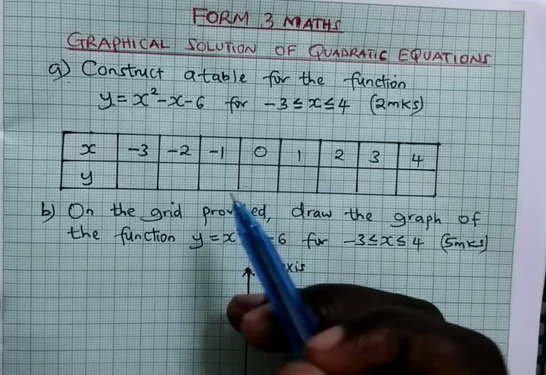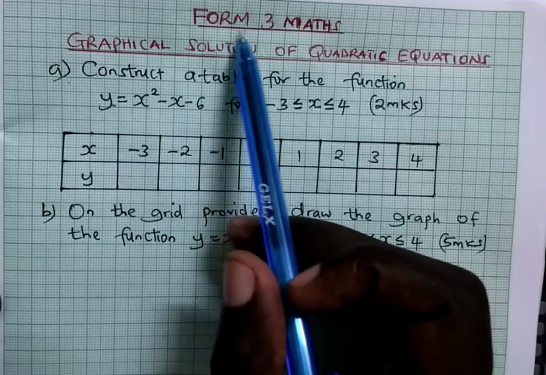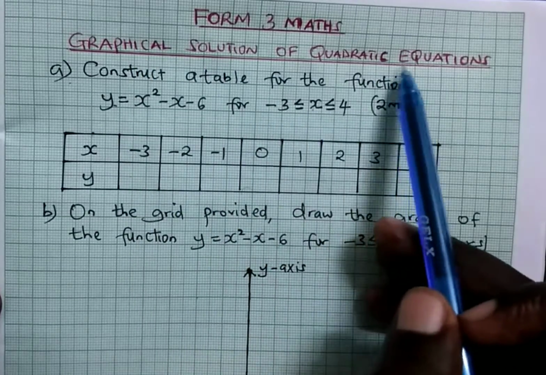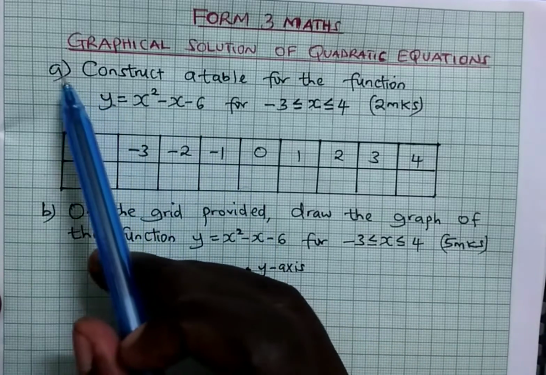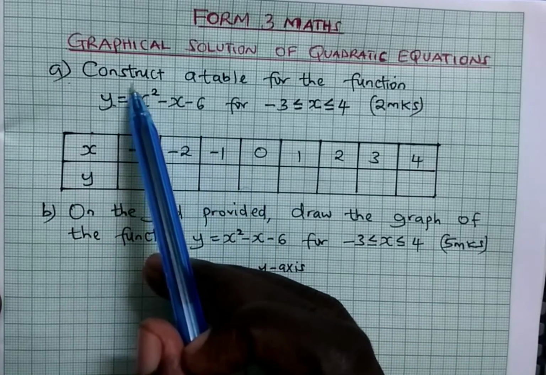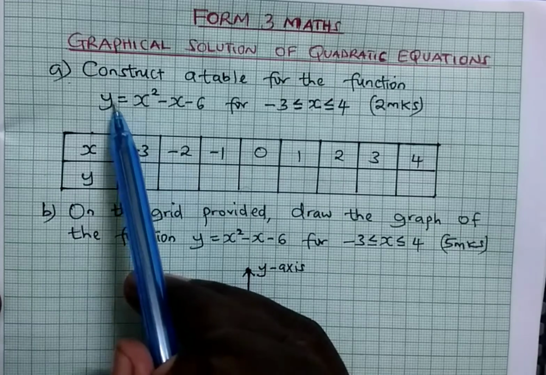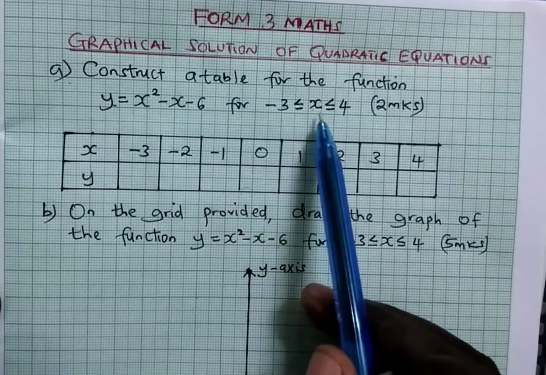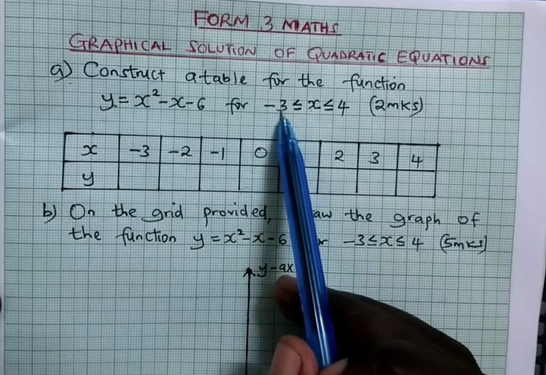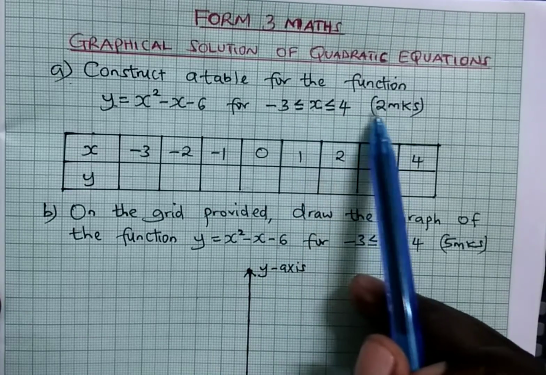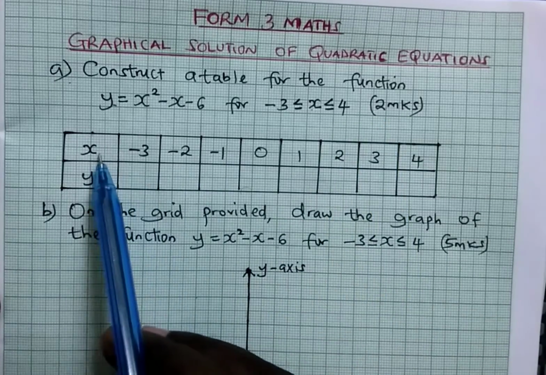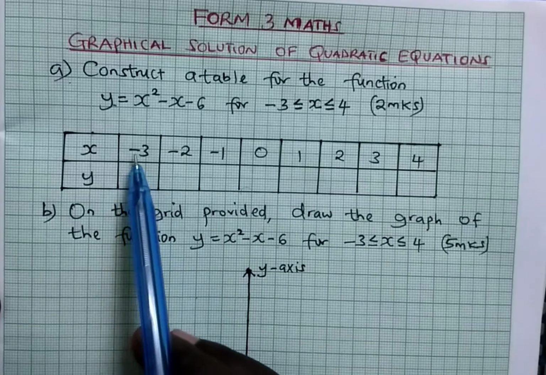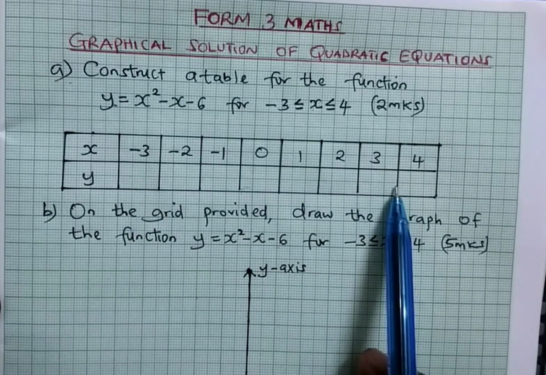Welcome to today's lesson. Today we are going through Form 3 Mathematics under the graphical solution of quadratic equations. The first part of the question reads: construct a table for the function y = x² - x - 6 for the range of values of x between -3 and +4, for you to earn 2 marks. We have been given a table having the values of x, and we are required to fill the table by getting the values of y.